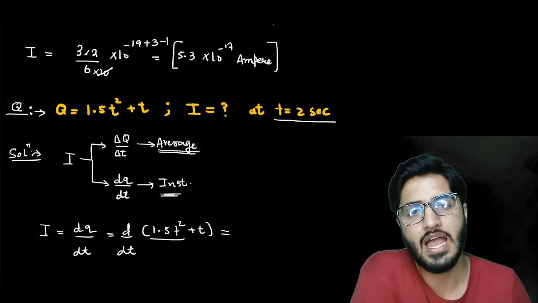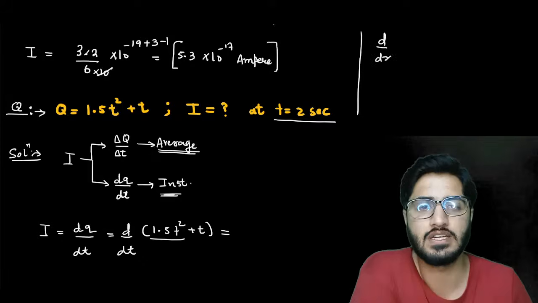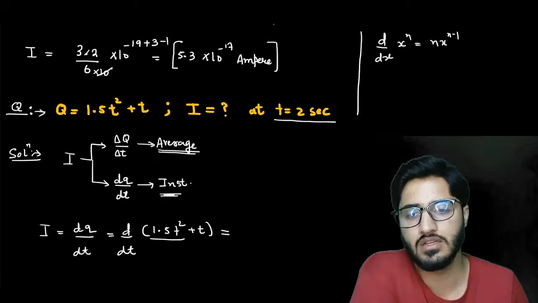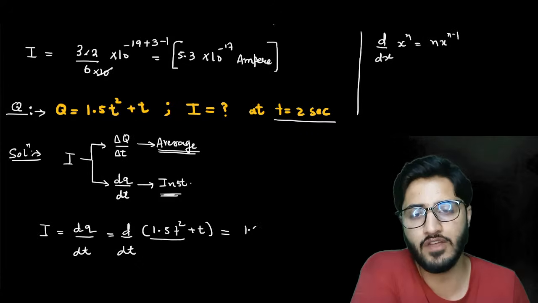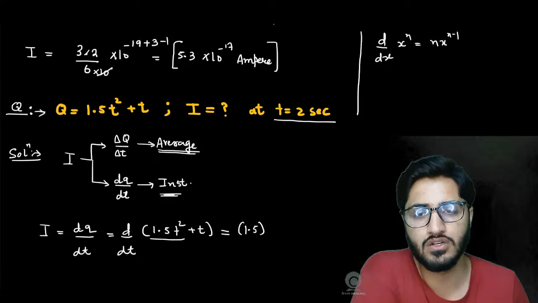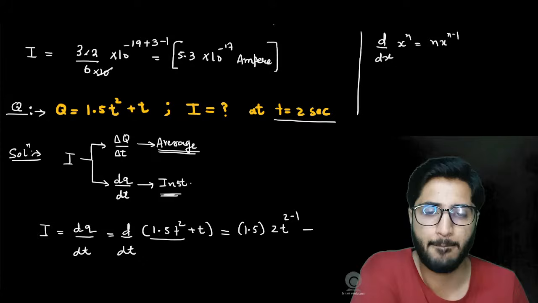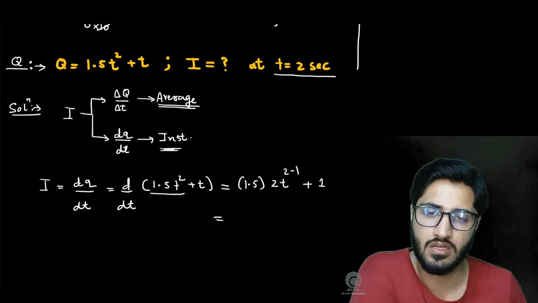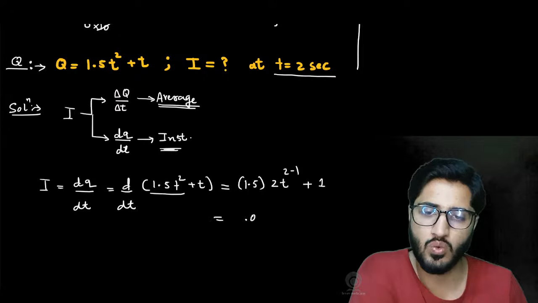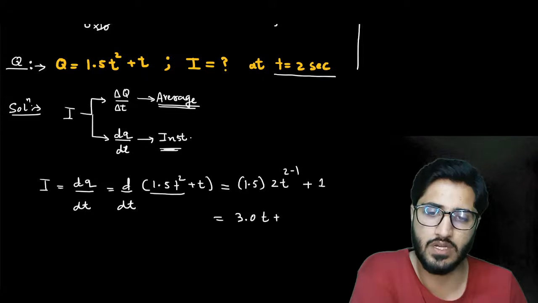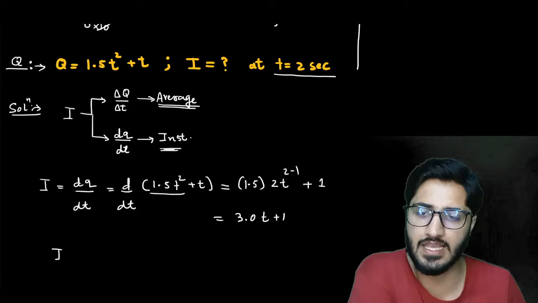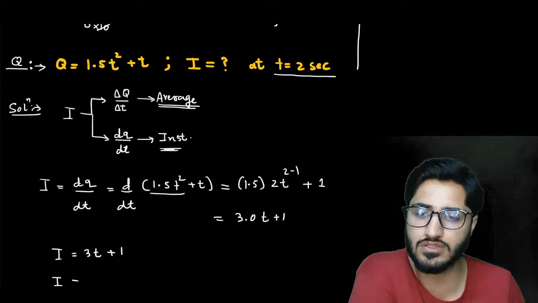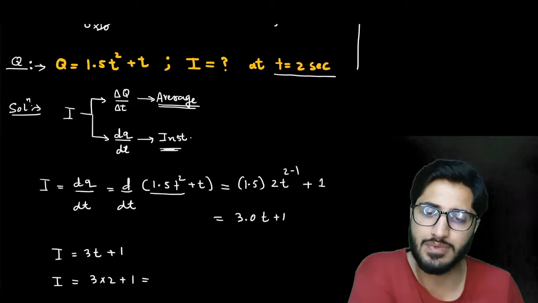As we know, the differentiation of x to the power n is n x to the power n minus 1. Here 1.5 is a constant, so I write 2t to the power 2 minus 1, plus the differentiation of t, which is 1. 2 times 1.5 is 3, so it is 3t plus 1. This is the current. But I need it at 2, so I put t as 2. So it is 3 into 2 plus 1, which is 7 ampere.